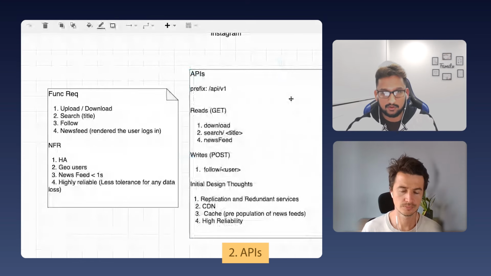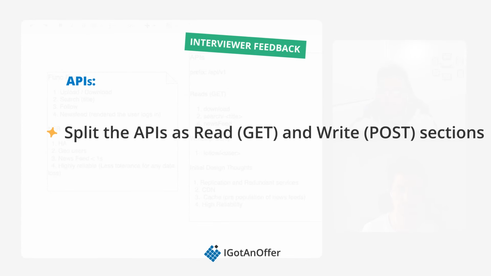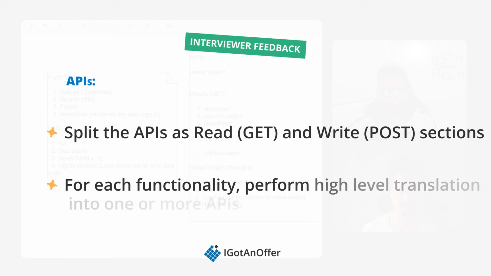And I'm going to just make a copy of it. Split the APIs as read, get, and write, post sections. For each functionality, perform a high-level translation into one or more APIs. It's always good to note down some initial design thoughts here as well, combining the functional and non-functional requirements so far and checking in with the interviewer.